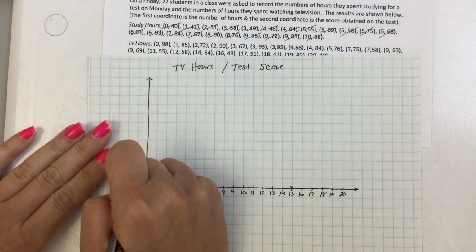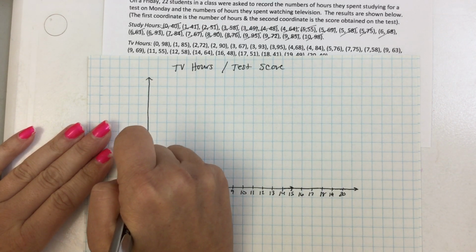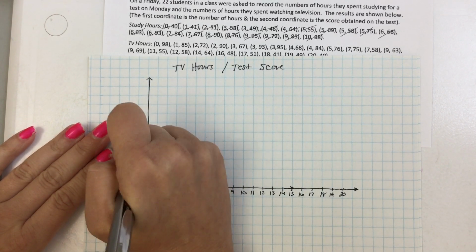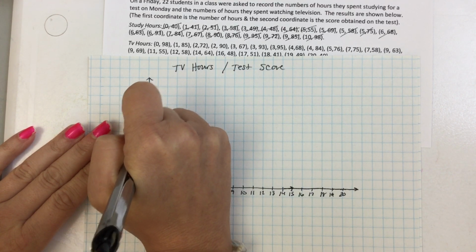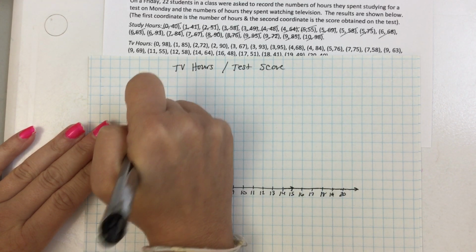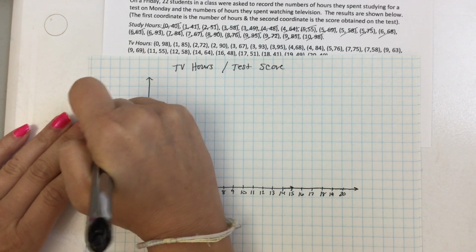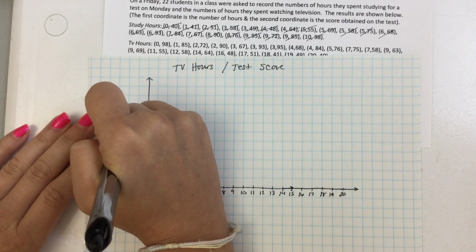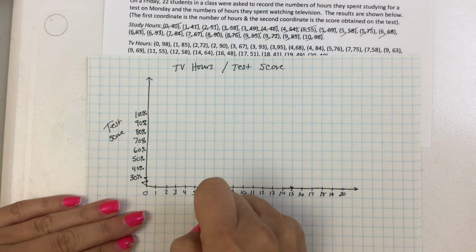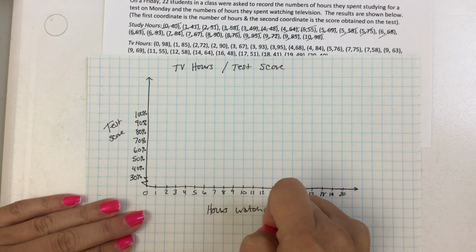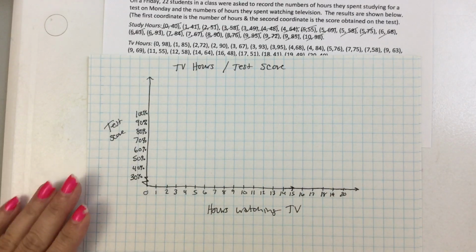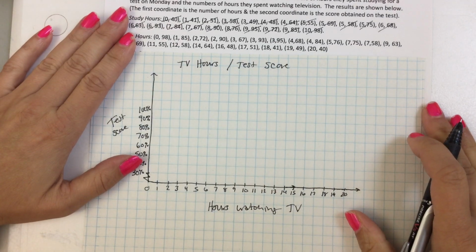So our first one, we can start at 30%, then go 40%, 50%, 60, 70, 80, 90, and 100. This is test score. That's what that represents. This is hours watching the tube. Okay, so let's go ahead and graph them.